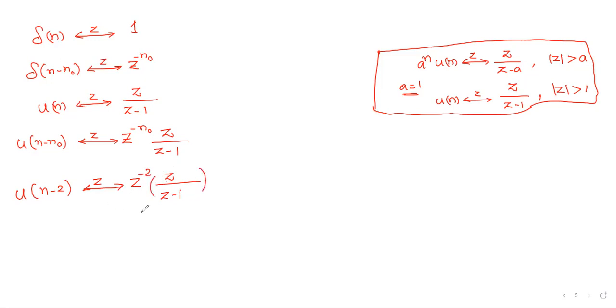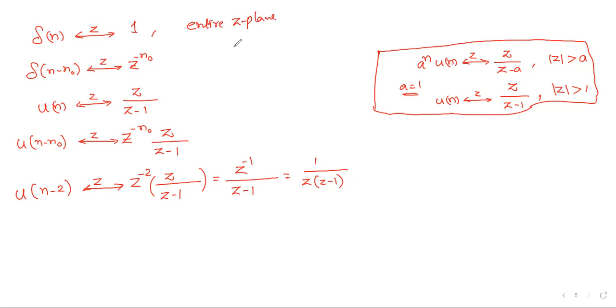So now how much will you get here? z power minus 2 into z is nothing but z power minus 1 by z minus 1. Otherwise, z power minus 1 is nothing but 1 by z into z minus 1. So you can represent it like this or like this, no problem. Right. So now, what is the ROC? The ROC doesn't change. So what is it for del of n? The entire z plane is the ROC, right?